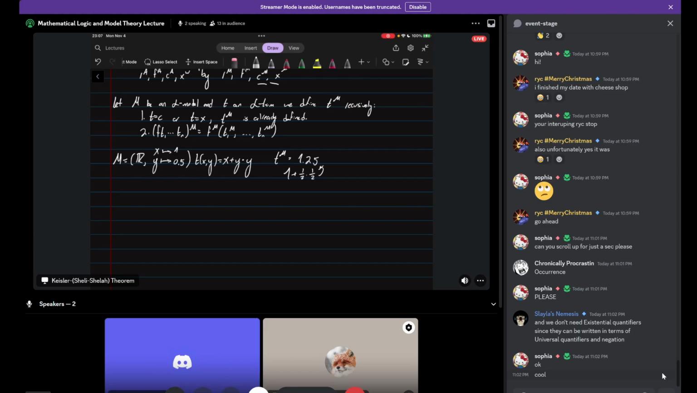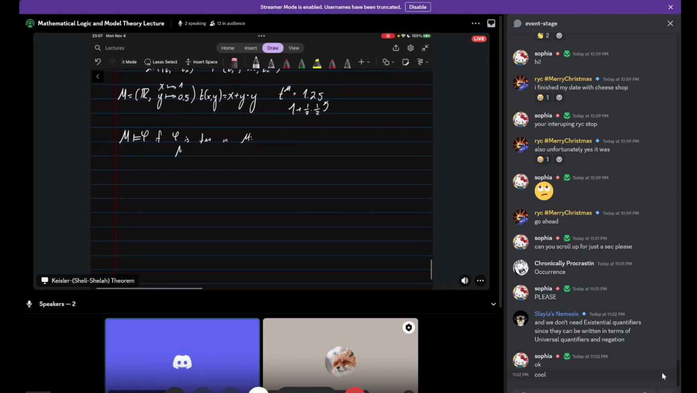Okay. Now using this, we're going to define the satisfaction relation between formulas and models. So we write M satisfies phi if phi is true in M. So we have to define this recursively. So we start with atomic formulas. M satisfies T equals S if and only if the interpretation of T is equal to the interpretation of S.